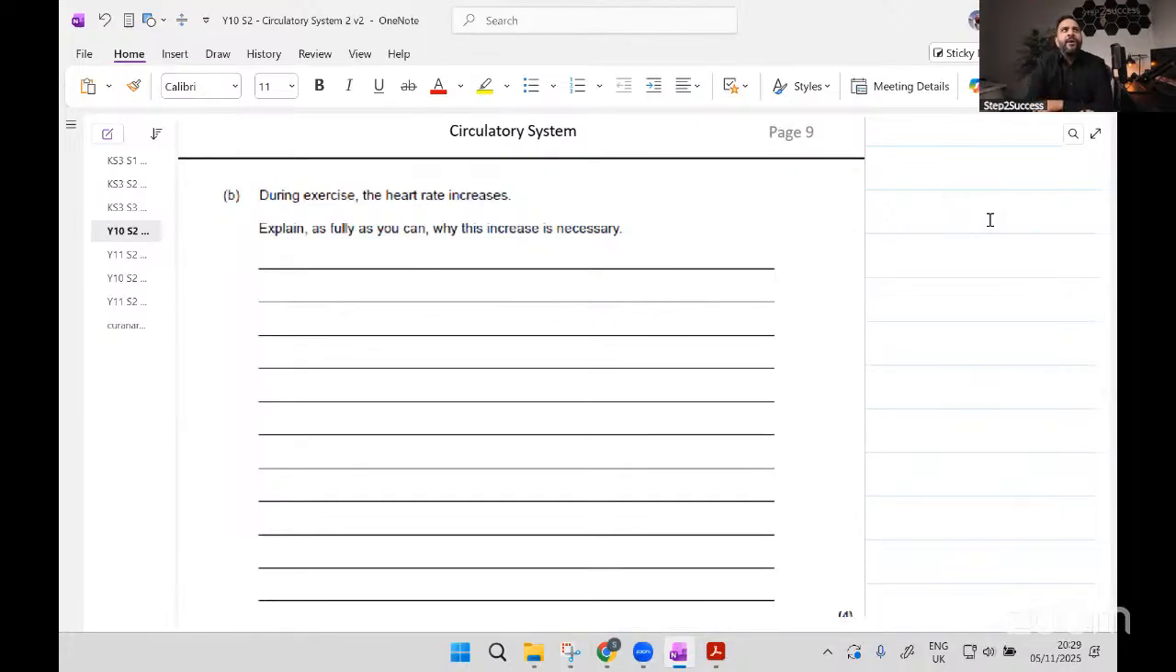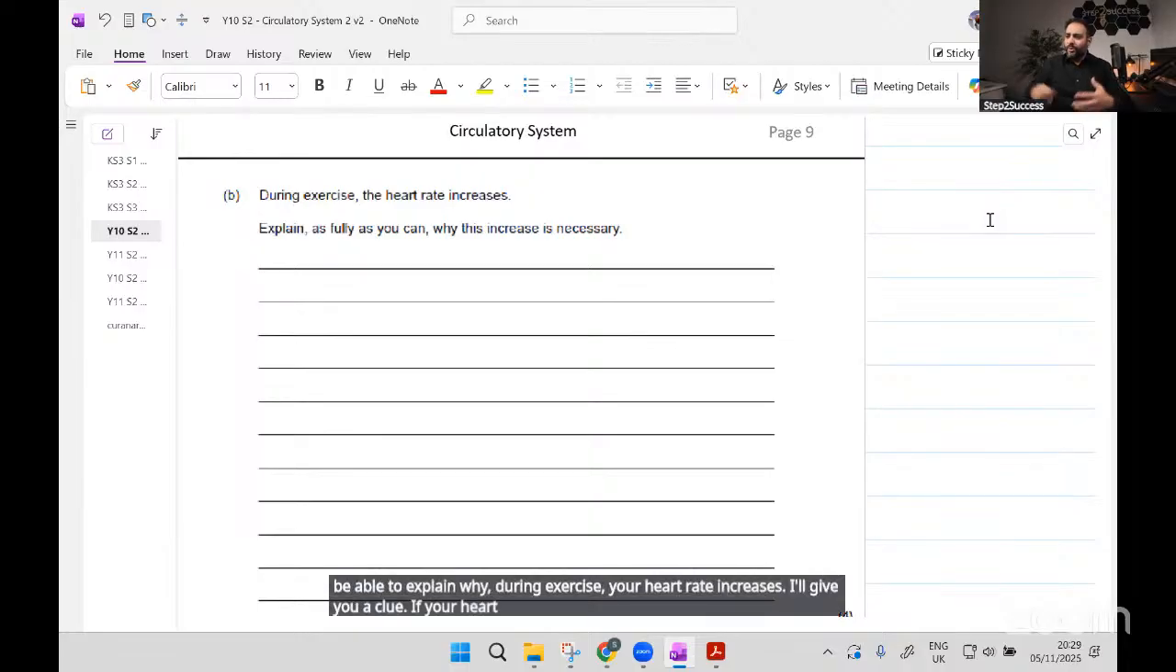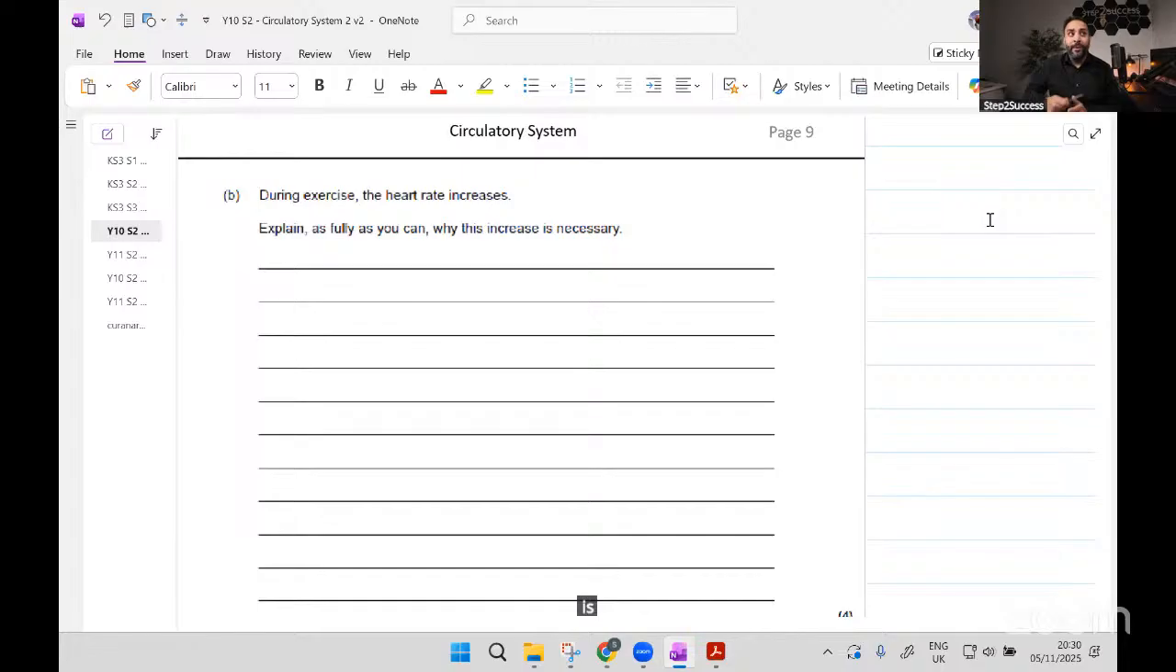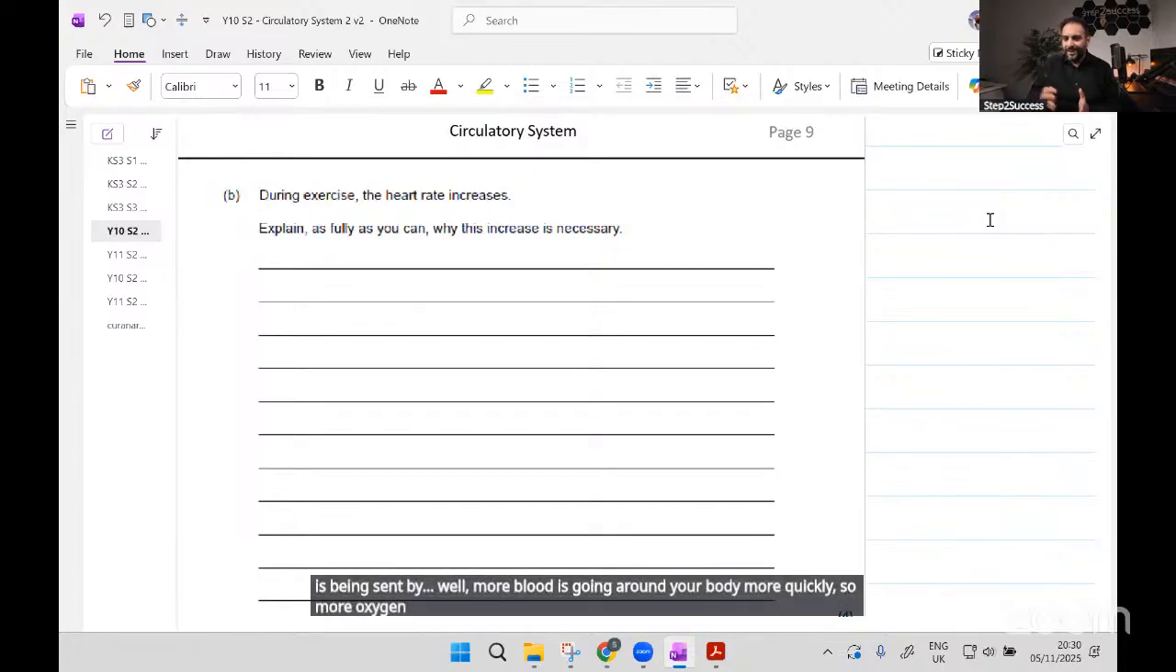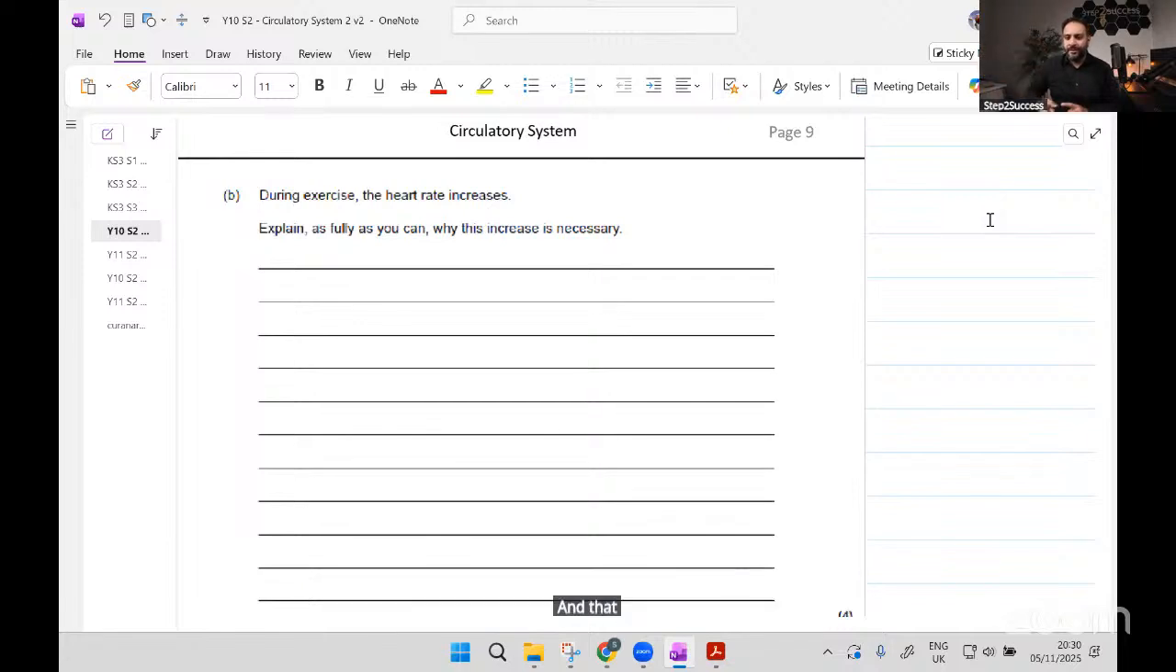You should know why, given what I've said so far today. You should be able to explain why during exercise your heart rate increases. I'll give you a clue. If your heart rate is increasing, more blood is going around your body more quickly, so more oxygen is going around your body more quickly. And that should be the beginning of how you answer the rest of that question.